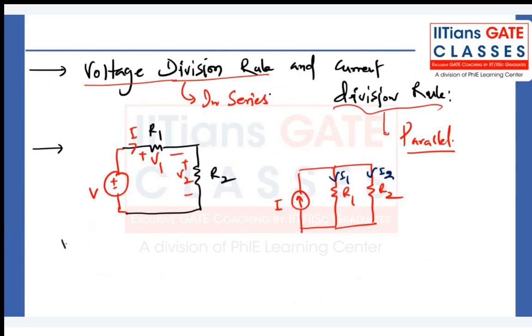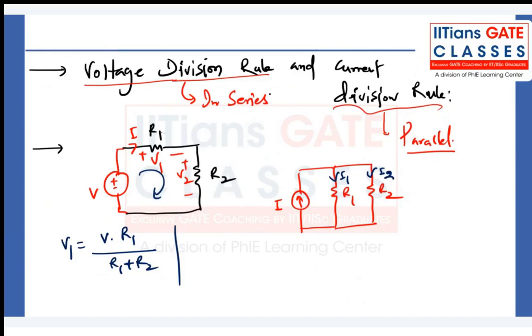What is V1 here? The total voltage V, times the resistance across which you are finding the voltage, that is R1, divided by the sum of the resistances, R1 plus R2. This is how you can find V1 by inspection, or you can apply KVL and then replace I. Or you can find I as V by R1 plus R2, and then V1 equals I times R1.